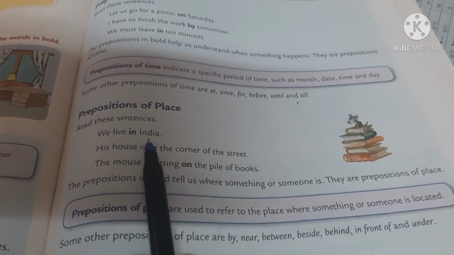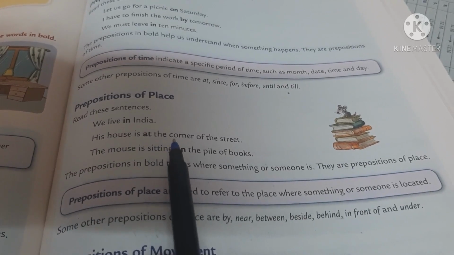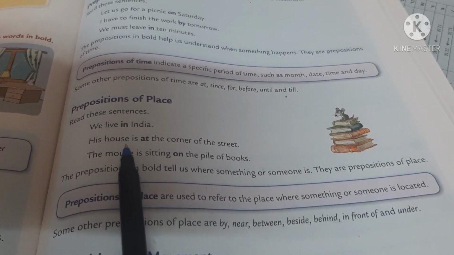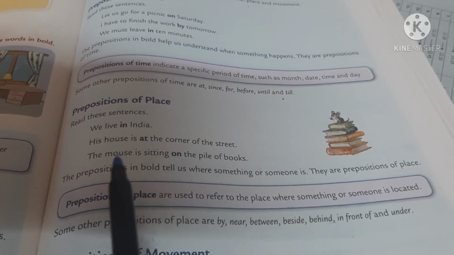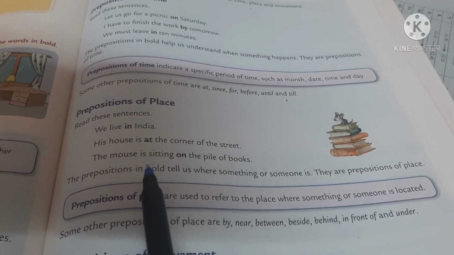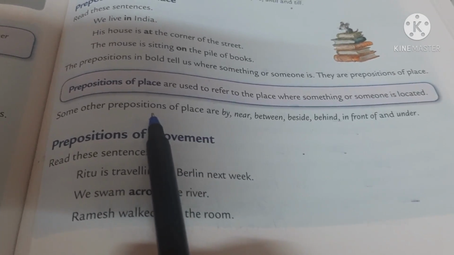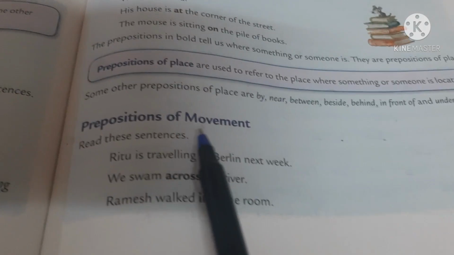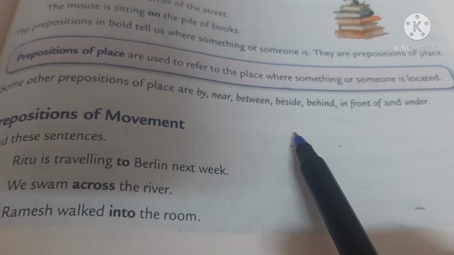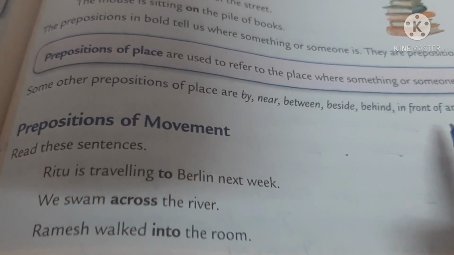Where do we live? In India. His house is at the corner of the street. So where is the house located? At the corner of the street. The mouse is sitting on the pile of books. So where is he sitting? On the pile of the books. So prepositions of place are used to refer to the place where something or someone is located. Other prepositions of place are near, between, beside, behind, in front of, and under.